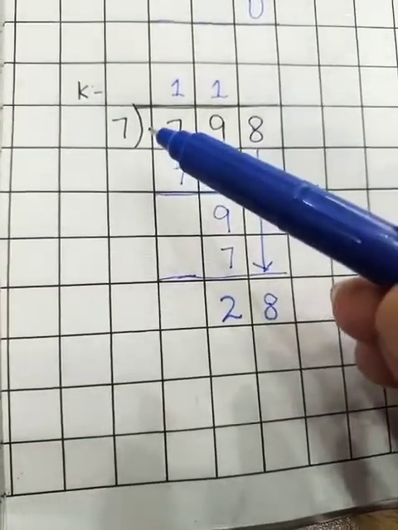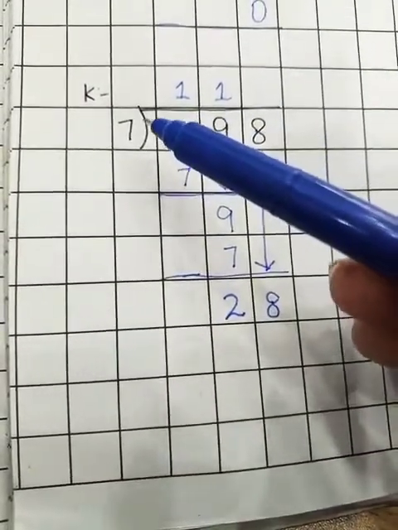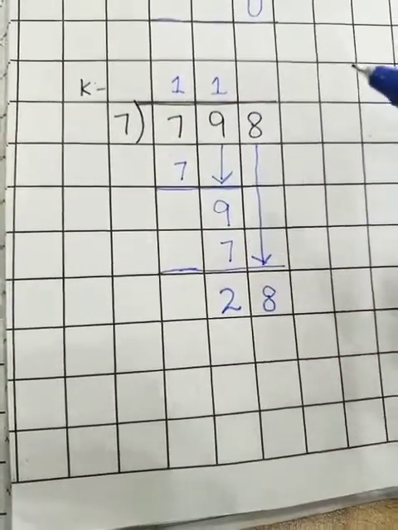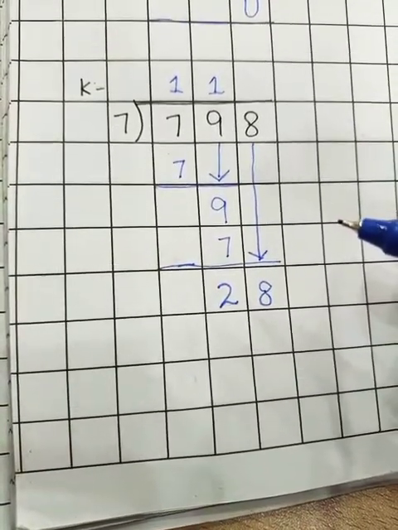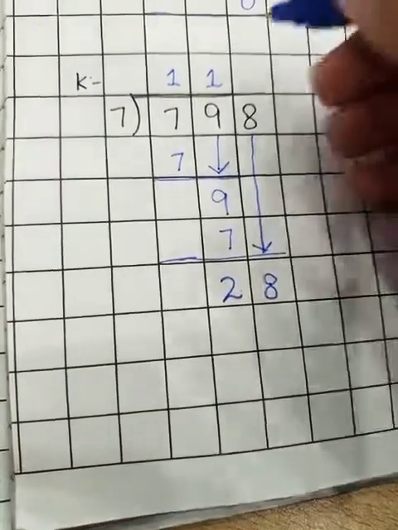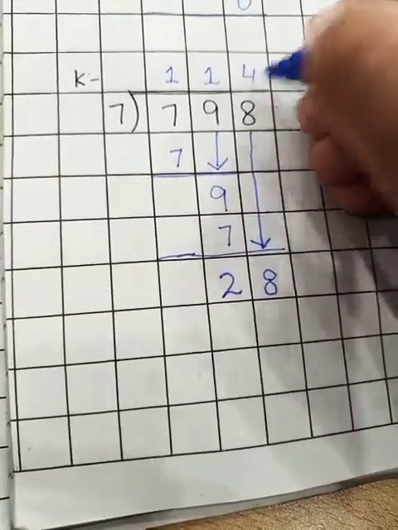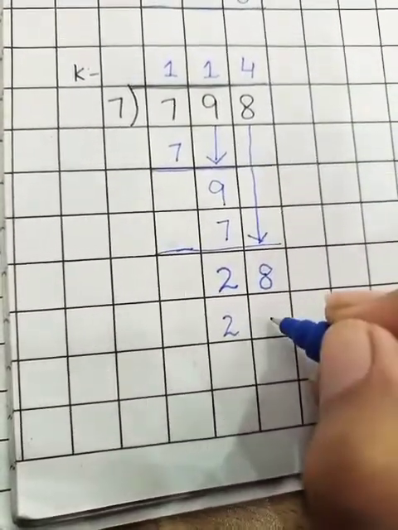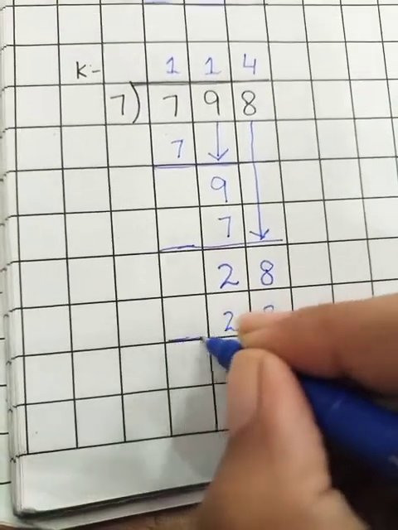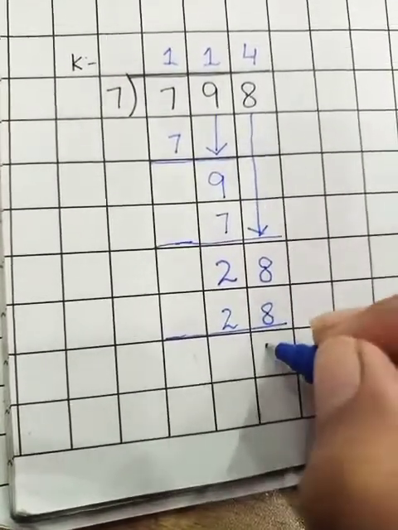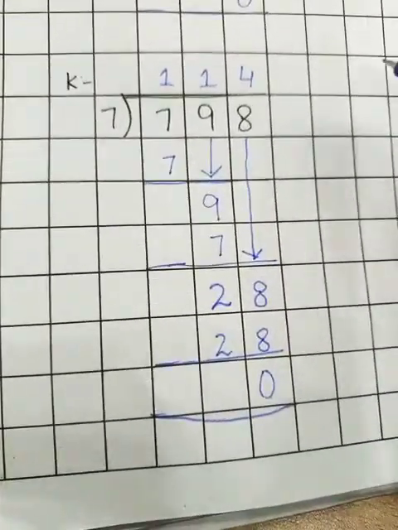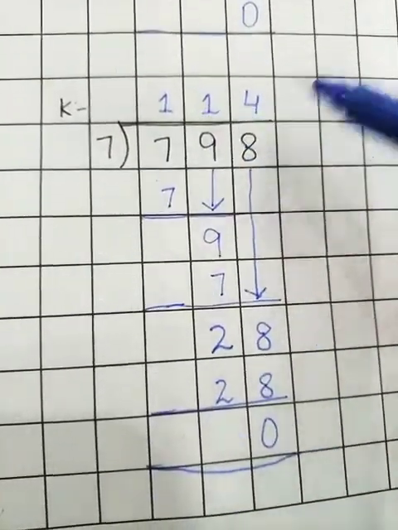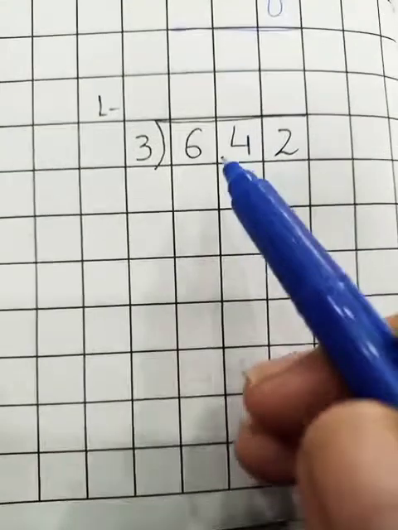Now I can easily divide it using the table of 7. Read the table of 7. 7 ones are 7, 7 twos are 14, 7 threes are 21 and 7 fours are 28. Now students, 7 fours are 28. In the next step, 28 minus 28 and our remainder is 0. Now students, what is our quotient? Our quotient is 114. Next is part L.